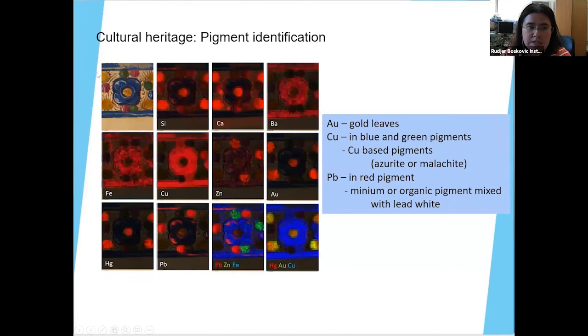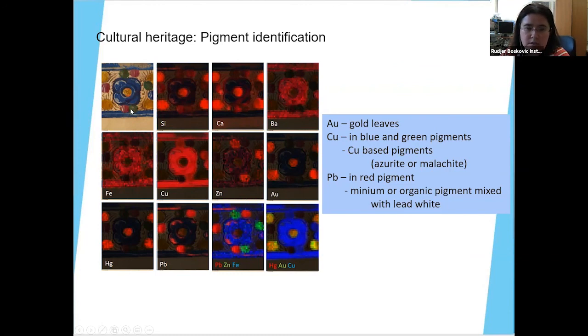So here you can also see the elemental distribution of silicon, calcium, barium, iron, copper, zinc, gold, mercury, and lead. From these elemental maps, you can see, for example, that the area of yellow dots is related to gold and mercury. So basically, in this case, gold leaf was used for these areas. The blue and green pigment is associated with the copper map, so it is some type of copper-based pigment. And finally, we have lead, which is related to the red pigment.